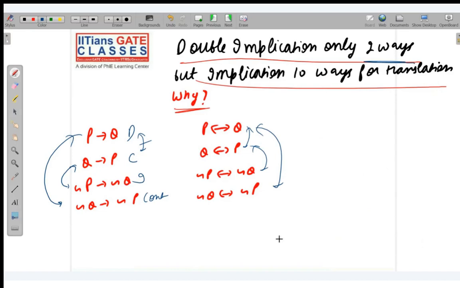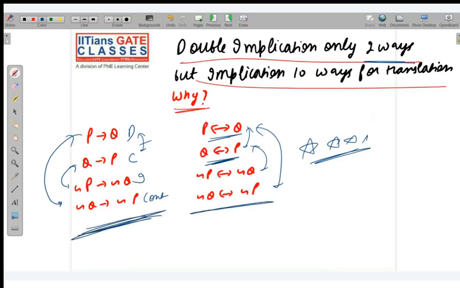So please take a snapshot, and this is a very important point. Please try to follow it. P implies Q, P double implication Q, Q double implication P, and so on. Why are these all equivalent? You can prove it by Boolean algebra also. Like this, I have proved all these things by Boolean algebra. Okay, I can also prove it by Boolean algebra.